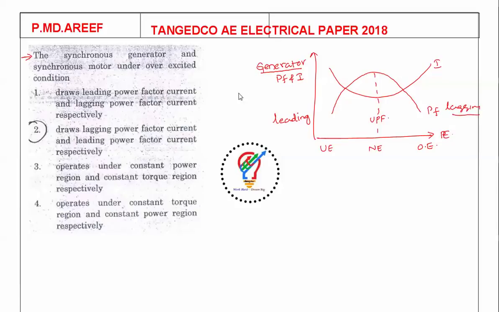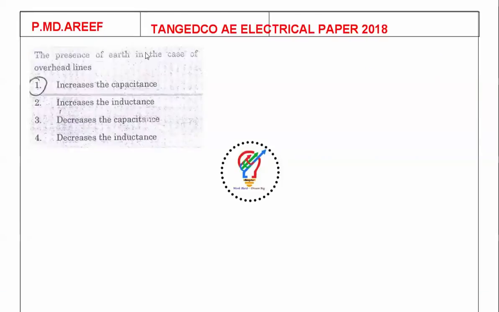Suppose if you talk about the motor, it's a reverse here. So for the motor, the under excited side is lagging, UPF remains the same, and here it is leading power factor. Now you can say the answer for this question. Under over-excited condition, the generator acts at lagging power factor current, and the motor is at leading power factor current respectively. So the answer here is 2. Next question.